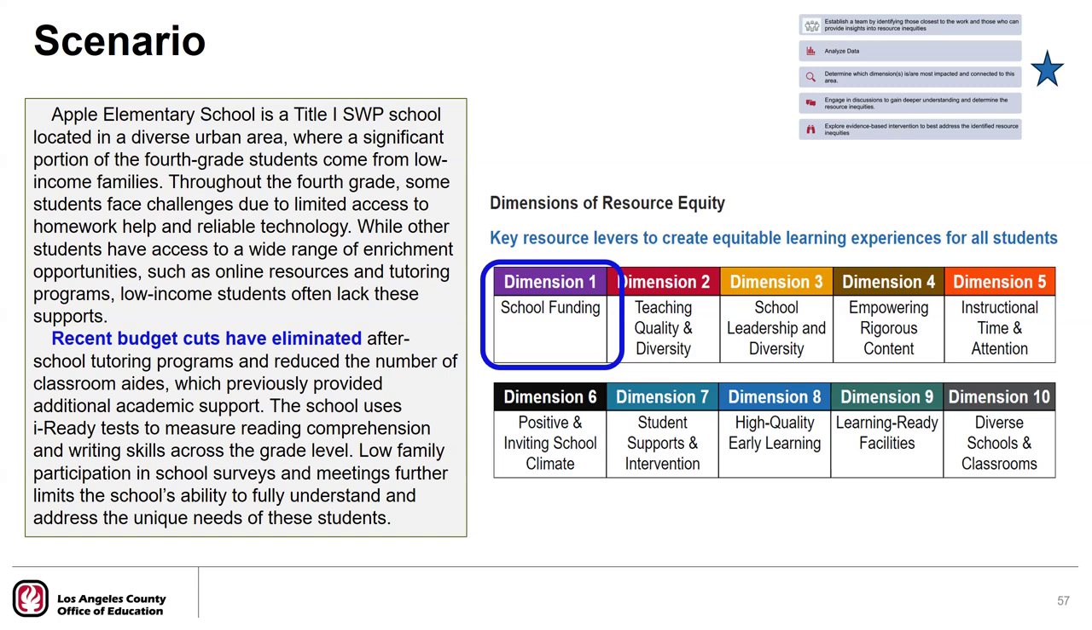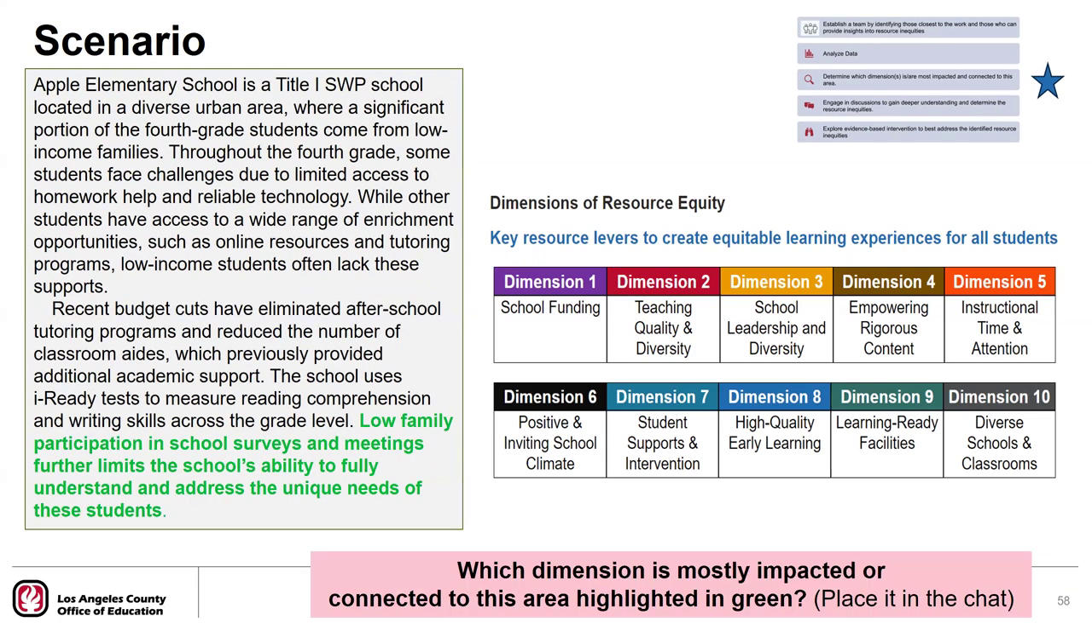Now take a look at what is highlighted in green. Again, which dimension is mostly impacted or connected to this area in green? It says low family participation in school surveys and meetings further limits the school's ability to fully understand and address the unique needs of these students.